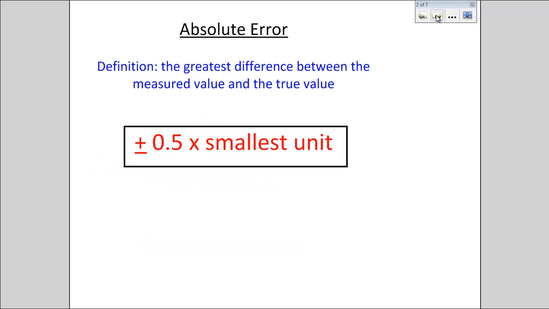Alright, the first term that you need to be aware of is something called absolute error. So you've probably come across this before in your junior maths. So the definition is the greatest difference between the measured value and the true value. So the measured value would be the one that you take. Okay? And the absolute error is the name given to the gap between the measurement you take and the actual value of the object. Now we get that by working out half of the smallest unit on the measuring device we're actually using. And you can see that symbol at the front there, that's a plus or minus. So we'll come across that a little bit later.